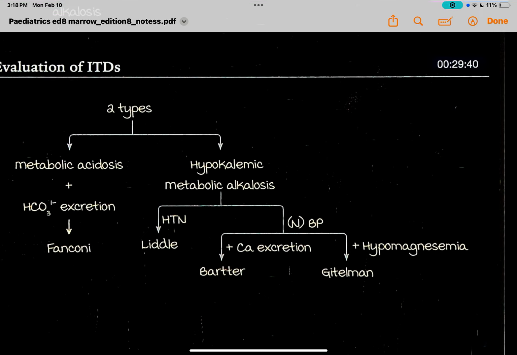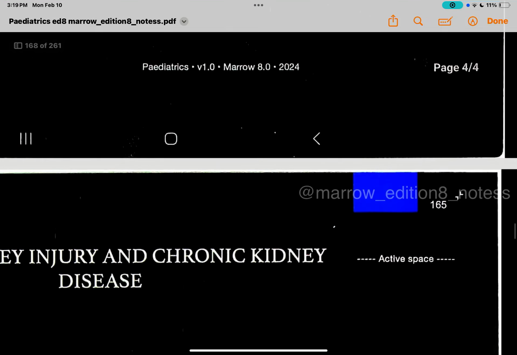So how do you differentiate ITDs? There are 2 types. First one is metabolic acidosis with bicarb excretion: you have Fanconi syndrome. Then you will have hypokalemic metabolic alkalosis, and you check the blood pressure. If there is hypertension, it is Liddle's. If it is normal blood pressure with calcium excretion, it is Bartter. With magnesium excretion, hypomagnesemia, it is Gitelman.